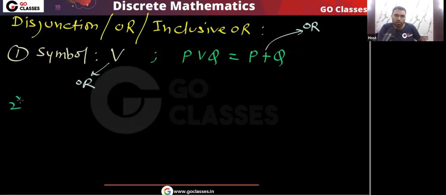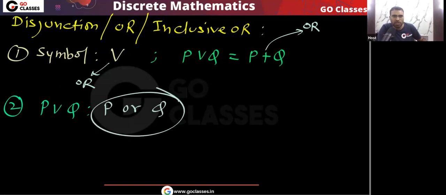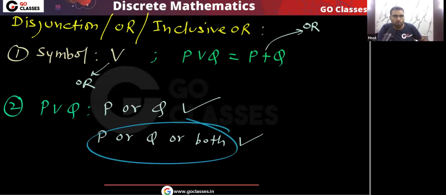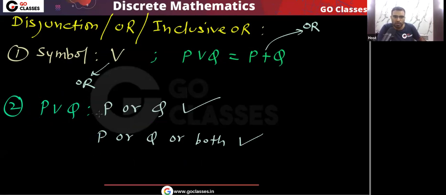Now the second thing, see, this is your mathematical expression. In mathematics, if you write like this, then in English, how to read this? Very easily you can read this will be P or Q. That's it. Let me tell you one more thing. Either you can read like this, P or Q, or you can read like this, P or Q or both. Both are correct. When you say P or Q, then also this means, and when you say P or Q or both, then also this means. So remember, both are correct.